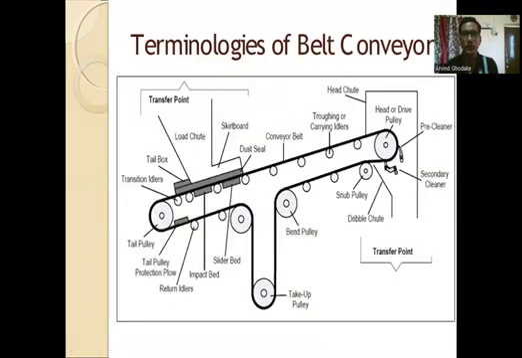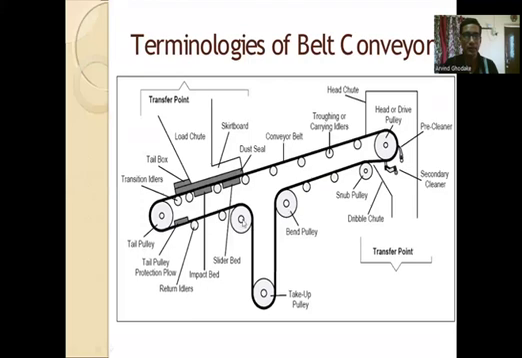Next important point is the terminology of the belt conveyor. What are the different components present in the belt conveyor, we will see in this diagram. First part is the head pulley, also called the drive pulley. Then here is the head chute. Then this is the tail pulley. Then this is a pre-cleaner to clean the belt. Then this is a secondary cleaner. Then this is a transfer point, dust seal, tail box. Then this is a take-up pulley.